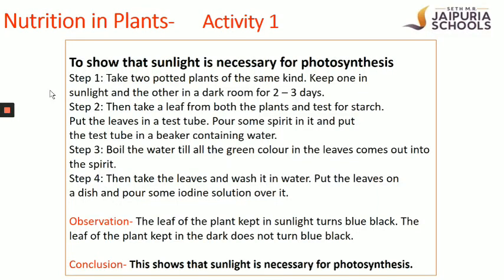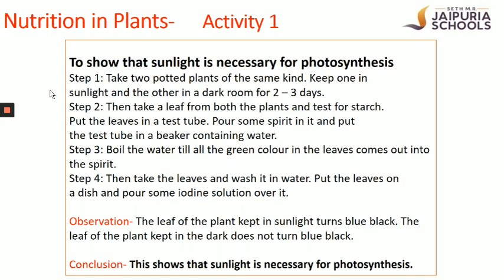Step 2. Then take a leaf from both the plants and test for starch. Put the leaves in a test tube, pour some spirit in it, and put the test tube in a beaker containing water. This experiment you have done in class 6 also. Step 3. Boil the water till all the green color in the leaves comes out into the spirit.